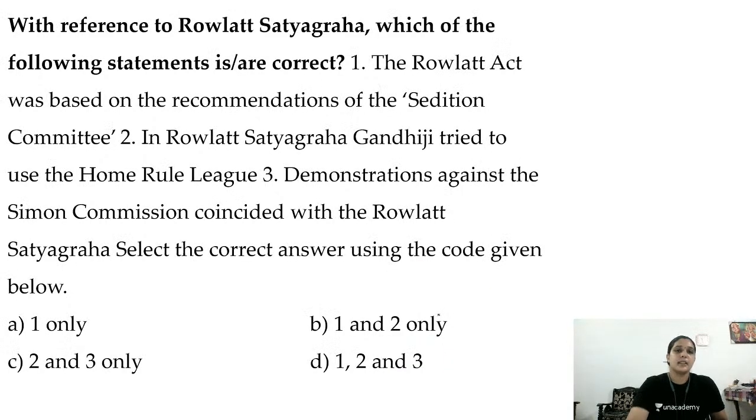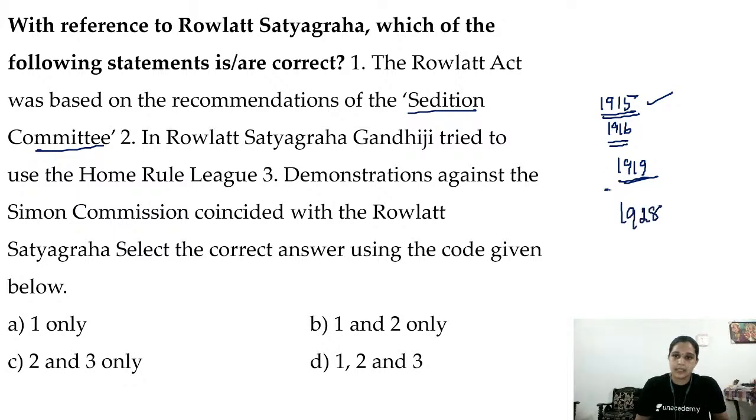Okay, next. With reference to the Rowlatt Act, which of the following statements is correct? The Rowlatt Act was based on the recommendation of the Sedition Committee, right? In the Rowlatt Satyagraha, Gandhiji tried to use the Home Rule League. Okay, so in 1915 the Home Rule League started. It became very famous in 1916. The Rowlatt Satyagraha took place in 1919. Demonstrations against the Simon Commission coincided with the Rowlatt Satyagraha. See, the Simon Commission was 1928, nearly 10 years later. So the third option is definitely not right. You eliminate the third option, and you have one only, 1 and 2 only.